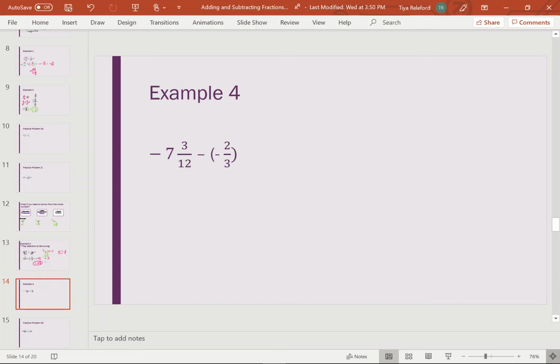No worries, we're going to do another one together. First of all, I see it's subtraction, so I'm going to change it right now. Boom, boom. Now I'm going to rewrite it with a common denominator. So 12 and 3, I know 3 can turn into 12, so I'm going to leave negative 7 3/12 the way it is. And I'm going to change this 3 into 12 by multiplying by 4.